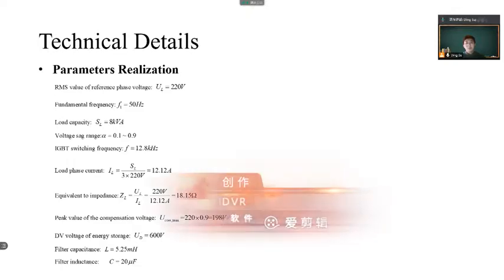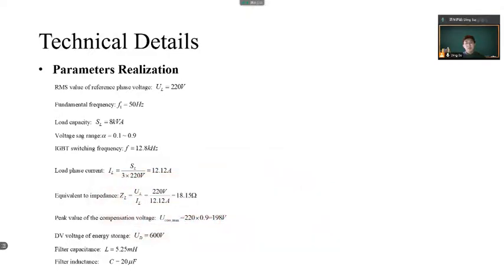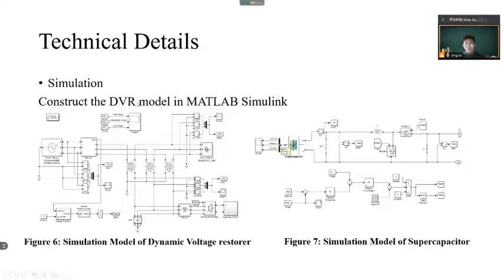According to the previous formulas, we calculate the parameter values. By the way, not all parameters use the values obtained from calculation, such as the filter capacitor and inductor. They should be adjusted by Simulink experiment to get the best effect. After determination of these parameters, we build the model. Fig 6 shows the model of the dynamic voltage restorer, and Fig 7 is the model of the supercapacitor.